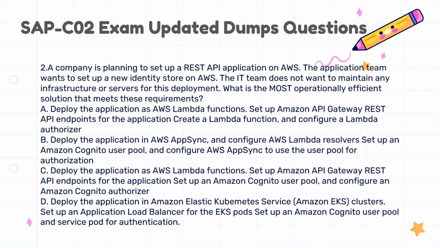C. Deploy the application as AWS Lambda functions. Set up Amazon API Gateway REST API endpoints for the application. Set up an Amazon Cognito user pool, and configure an Amazon Cognito authorizer. D. Deploy the application in Amazon Elastic Kubernetes Service (Amazon EKS) clusters. Set up an Application Load Balancer for the EKS pods. Set up an Amazon Cognito user pool and service pod for authentication.